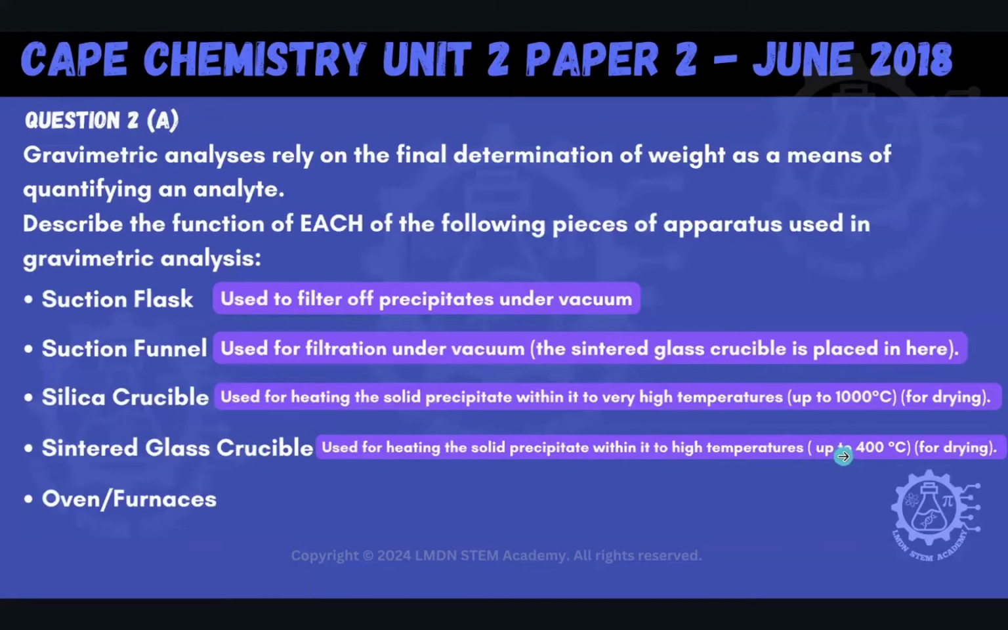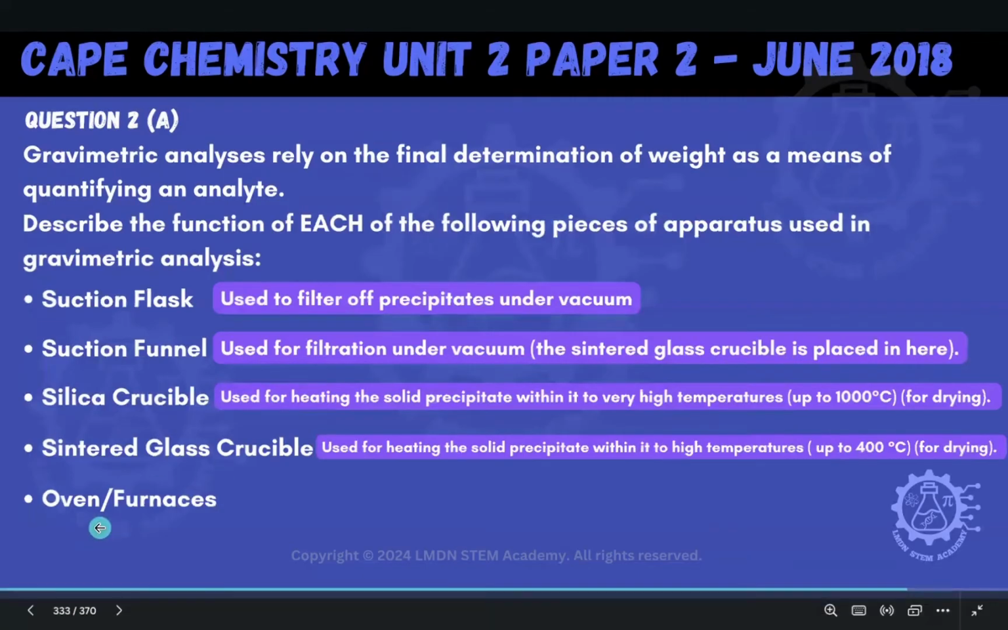So if we need to heat something to a very high temperature, we're going to be better off using the silica crucible because that one can go up to 1000 degrees C. So just keep that difference between these two pieces in mind, but they're both crucibles that we're heating things in, drying our precipitate in.